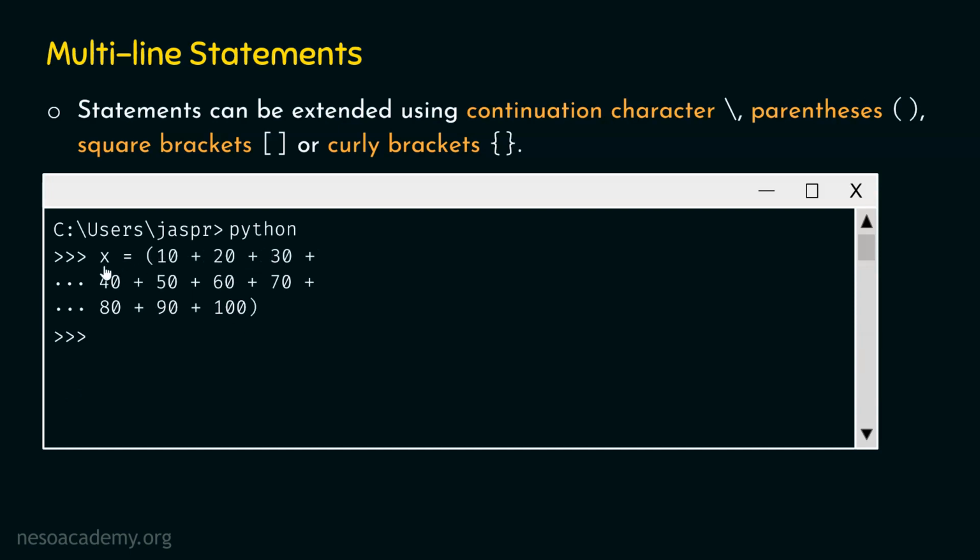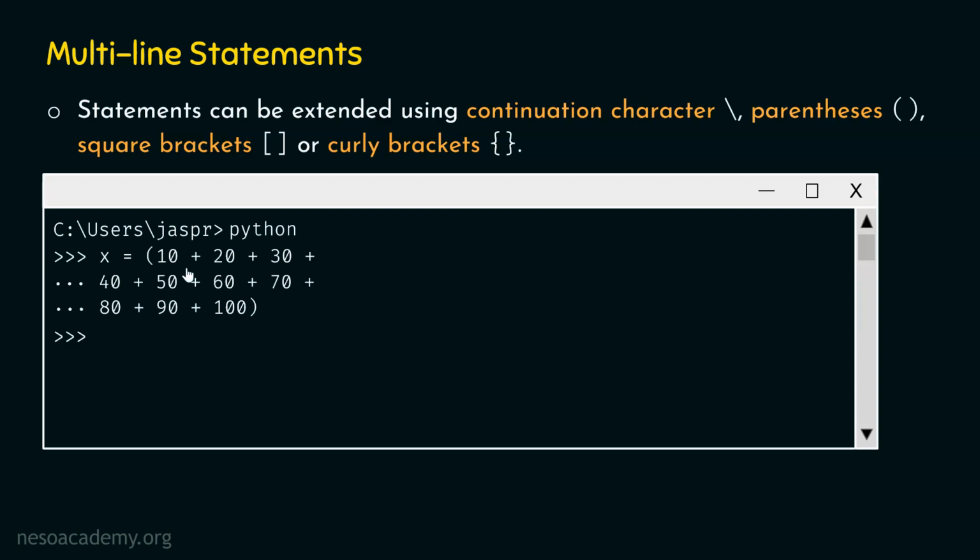So now this time we have x equal to opening parentheses 10 plus 20 plus 30 plus 40 plus 50 plus 60 plus 70 plus 80 plus 90 plus 100 and then a closing parentheses. Now Python knows that as you have this opening parentheses, then after this plus you can hit enter and continue in the next line because there is no closing parentheses corresponding to this opening parentheses. Up to this point there is no closing parentheses.